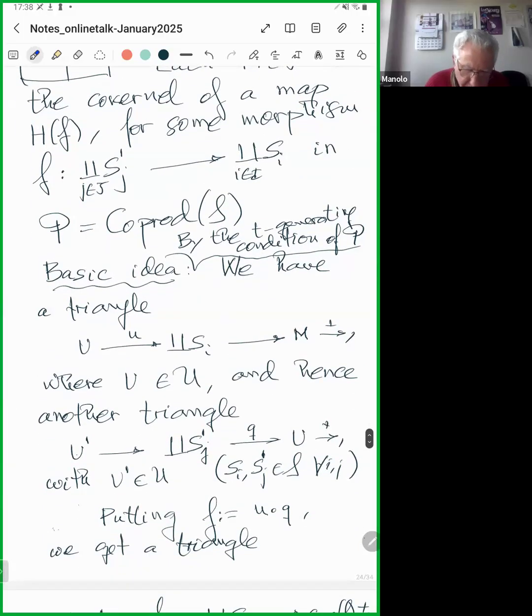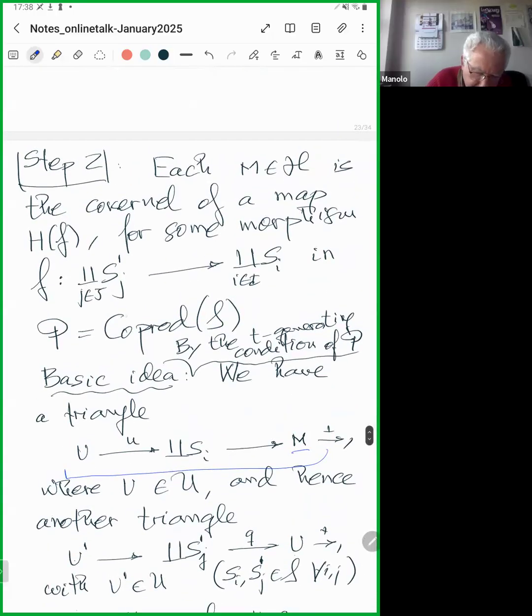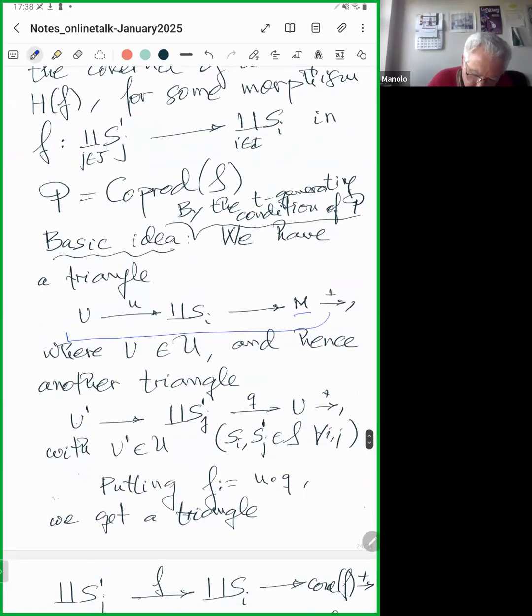Because of the T-generating condition of P, since M is an object of the I, you have a triangle like this, where U is in U. And by the same reason, by the T-generating condition of P, you have another triangle starting on the right with U, and then you somehow join. So our desired F here is exactly the composition of this map Q followed by U, by this map.